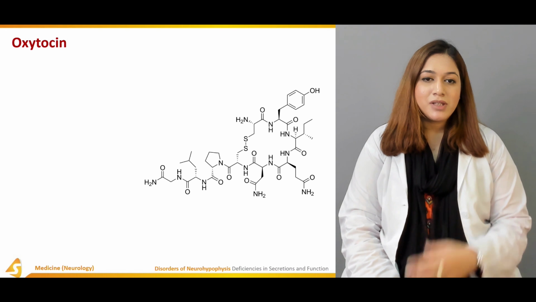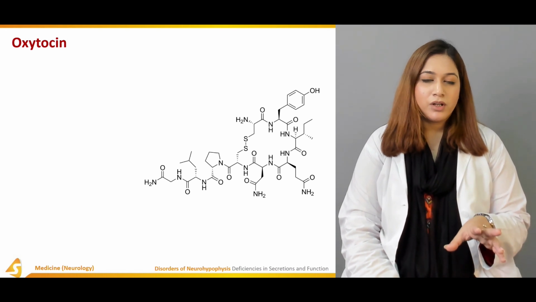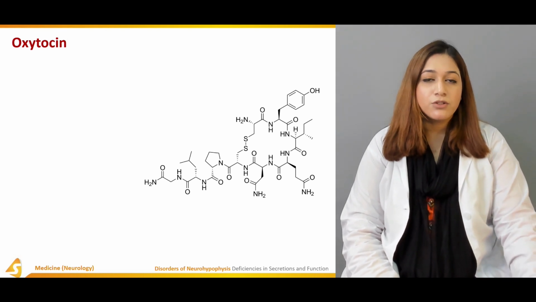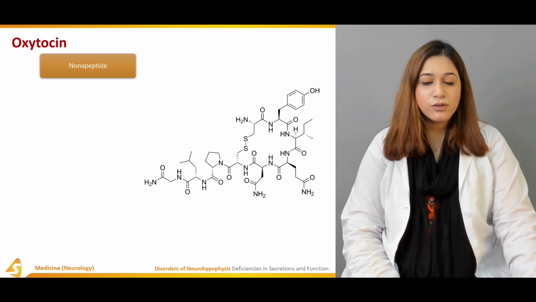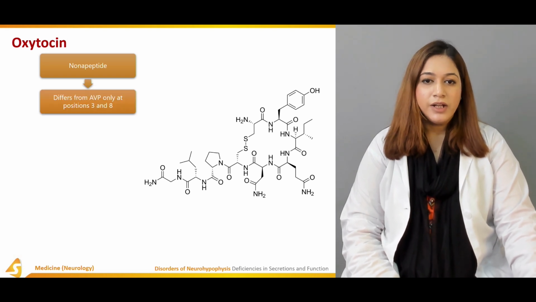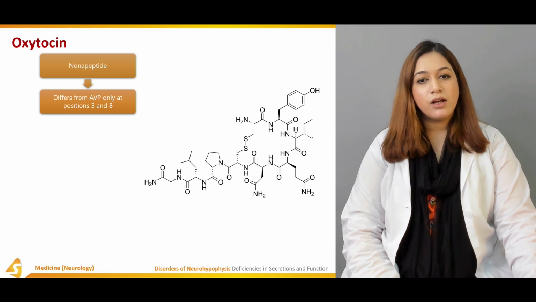Now we will see what this was all about, the physiology and the anatomy or the structure of AVP. Now we will see the structure of oxytocin. It is also a nonapeptide consisting of 9 amino acids. It differs from AVP only at positions 3 and 8.